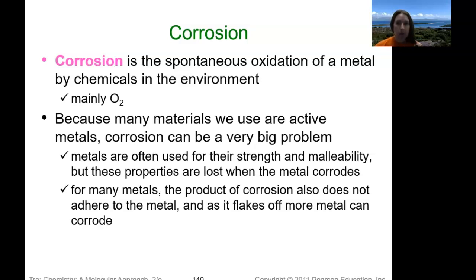Often what happens is the metals will corrode and then a piece will flake off, and then the metal below it corrodes and a piece will flake off, and the metal below it corrodes, and all of a sudden the metal completely disintegrates. Hence, think rust. If you've ever seen a rusty fence, that's exactly what happens. So we're going to look at what happens here.